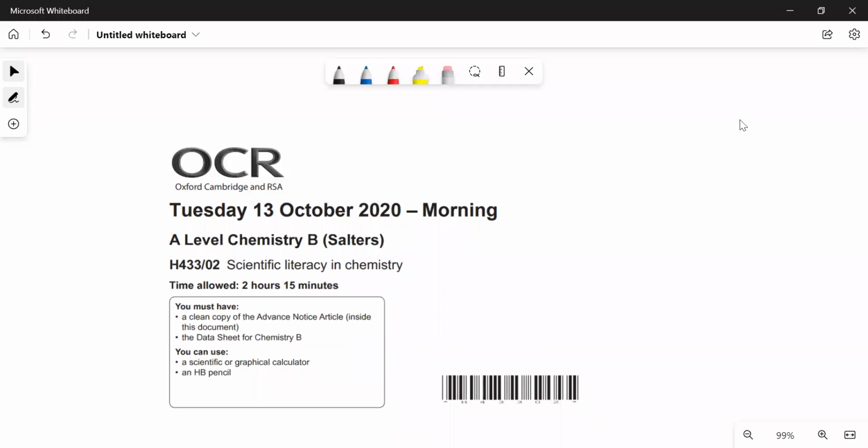Hi, in this video, I'm going to go through the OCR A-level chemistry paper. This is the Salters specification, and this is paper 2. I'll just do the first half of this paper in this video and complete the second half in a later one. Okay.